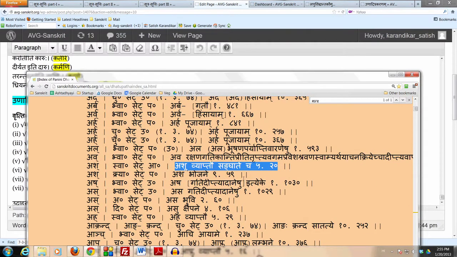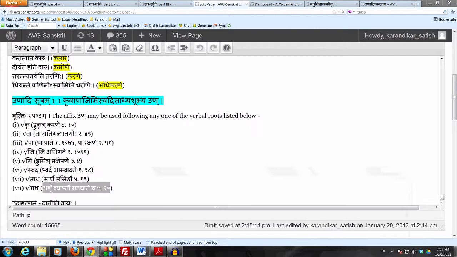There is another verbal root in the Dhatu Paatha, which is Asha Bhojane. But this sutram does not refer to that because Panini says Ashu in the sutram. So this only refers to Ashu Vyaptau Sanghate cha from the Swadiganaha and not to Asha Bhojane. This sutram prescribes the affix un. Of course, that is why it is called the Unadi Paatha or Unadi Sutrani, because the very first sutram prescribes the affix un.